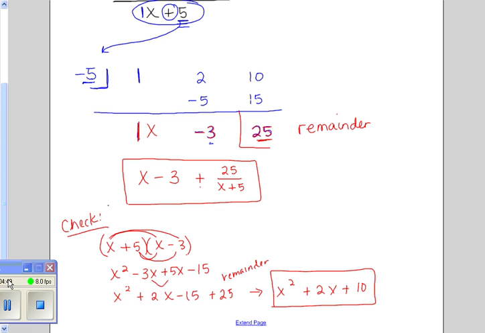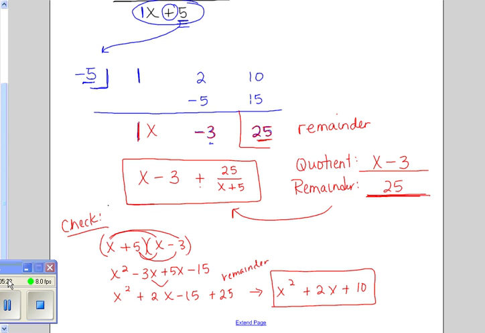On your homework, if it asks you for the quotient and it has a blank for that, and then a separate blank for your remainder, sometimes the problems are set up like this. You would just type x minus 3 as your quotient and 25 as the remainder. But if it does not have that blank for the remainder, you will type your answer the way that I have it here in the box.